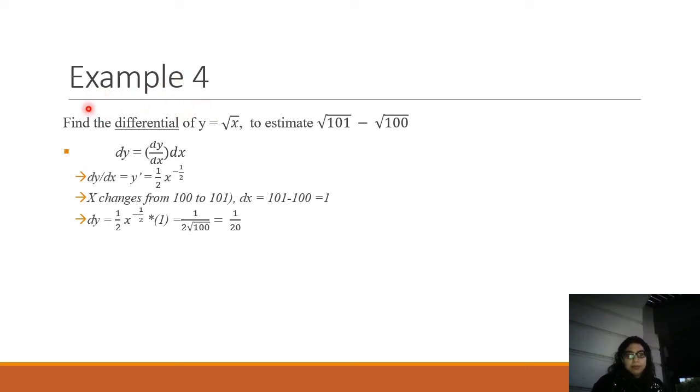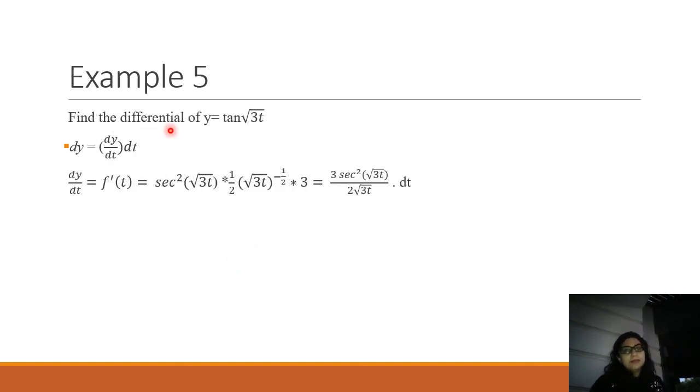Let's check this example. Find the differential of y. He wants to find dy, and the function is y equals root of x, to estimate root 101 minus root 100. It's apparent that x is moving from 100 to 101. Okay, the differential dy is dy by dx times dx, or y dash times dx. So I took the derivative of the function: x to the power half gives half x to the power negative half. And x changes from 100 to 101, so dx is 101 minus 100, equal to 1. So dy equals dy by dx times dx, which is 1 over 20.